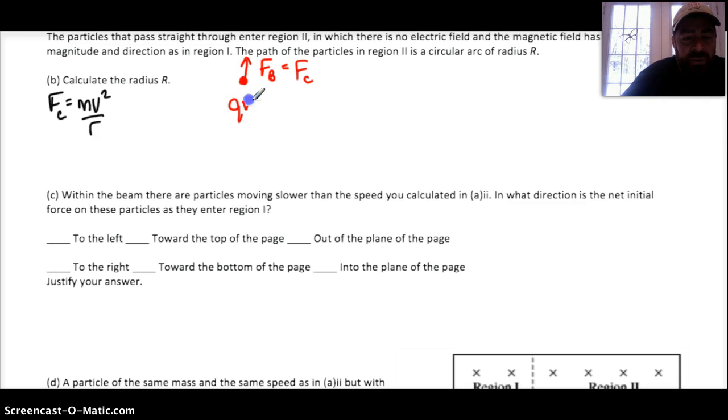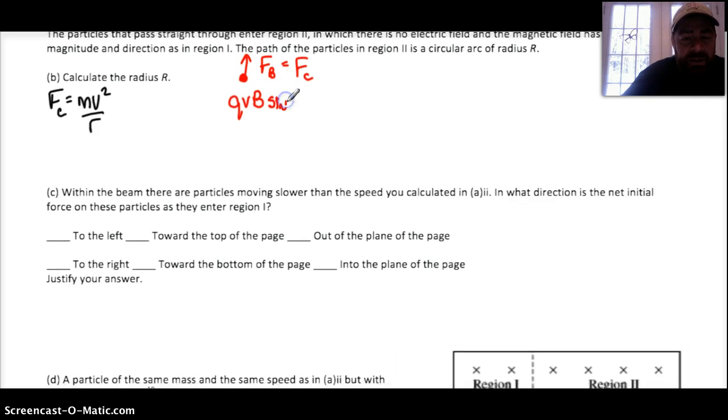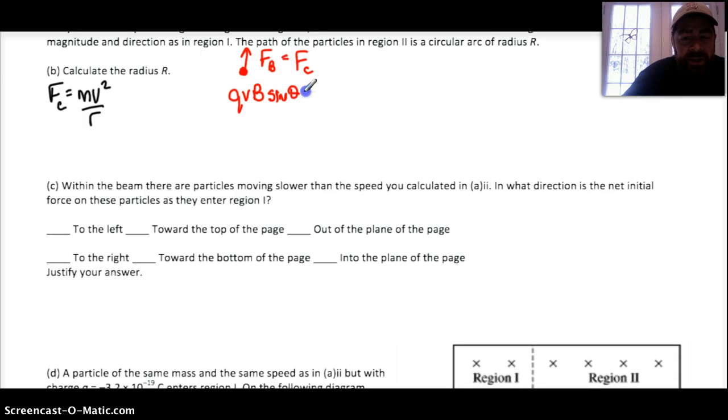So now I can say that qvB, again sine theta, I'm being kind of more formal here, is equal to mv squared over r. So now I know the magnetic field force is equal to the centripetal force. Let's go ahead and work with this. We're not solving for v, the speed of the particles, they want me to calculate r. One of those v's cancels out with one of the v's on the right-hand side. So I'm going to multiply r on both sides of the equation.